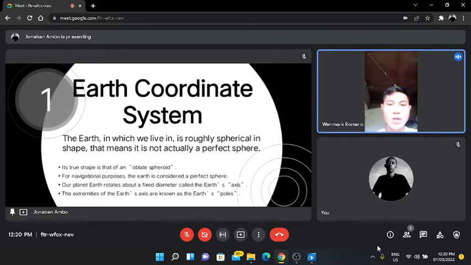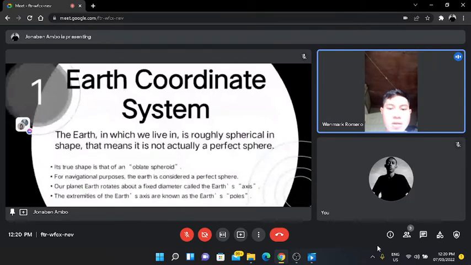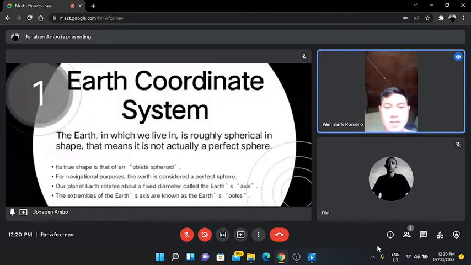The Earth in which we live is roughly spherical in shape. That means it is not actually a perfect sphere. Its true shape is that of an oblate spheroid. For navigational purposes, the Earth is considered a perfect sphere. Our planet rotates about a fixed diameter called the Earth's axis. The extremities of the Earth's axis are known as the Earth's poles.